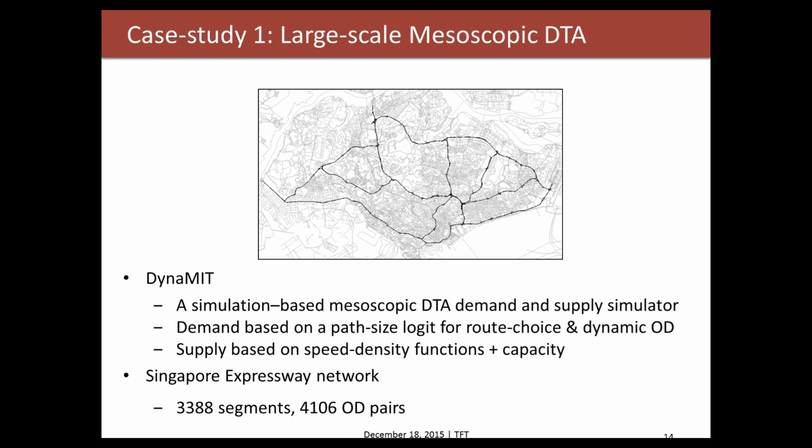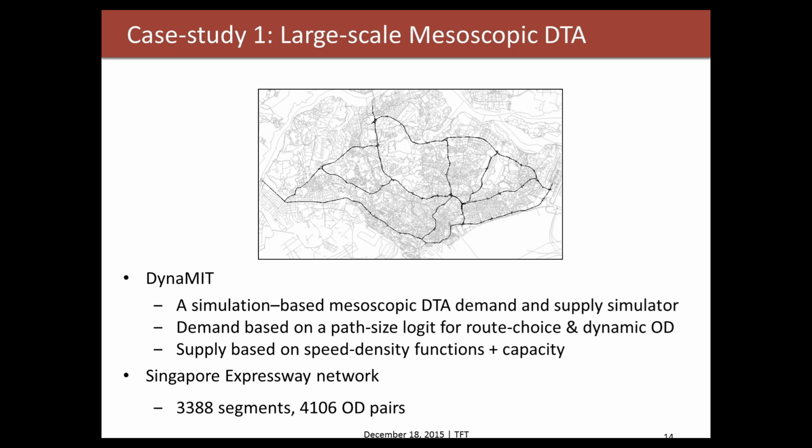So for the first example, the case study was a large-scale mesoscopic dynamic traffic assignment. It's free software developed at MIT called DynaMIT. It's a simulation-based mesoscopic DTA for demand and supply. So we have a mesoscopic formulation of the demand, and the same thing for the supply.